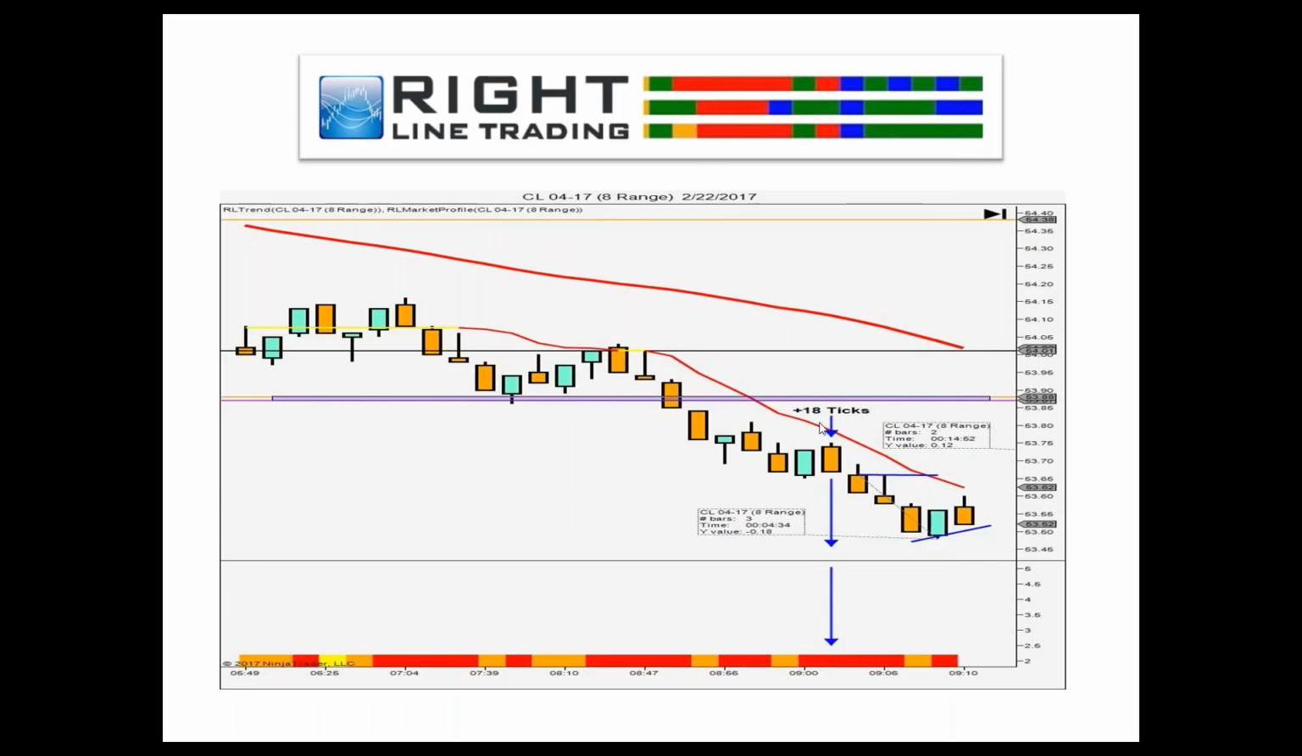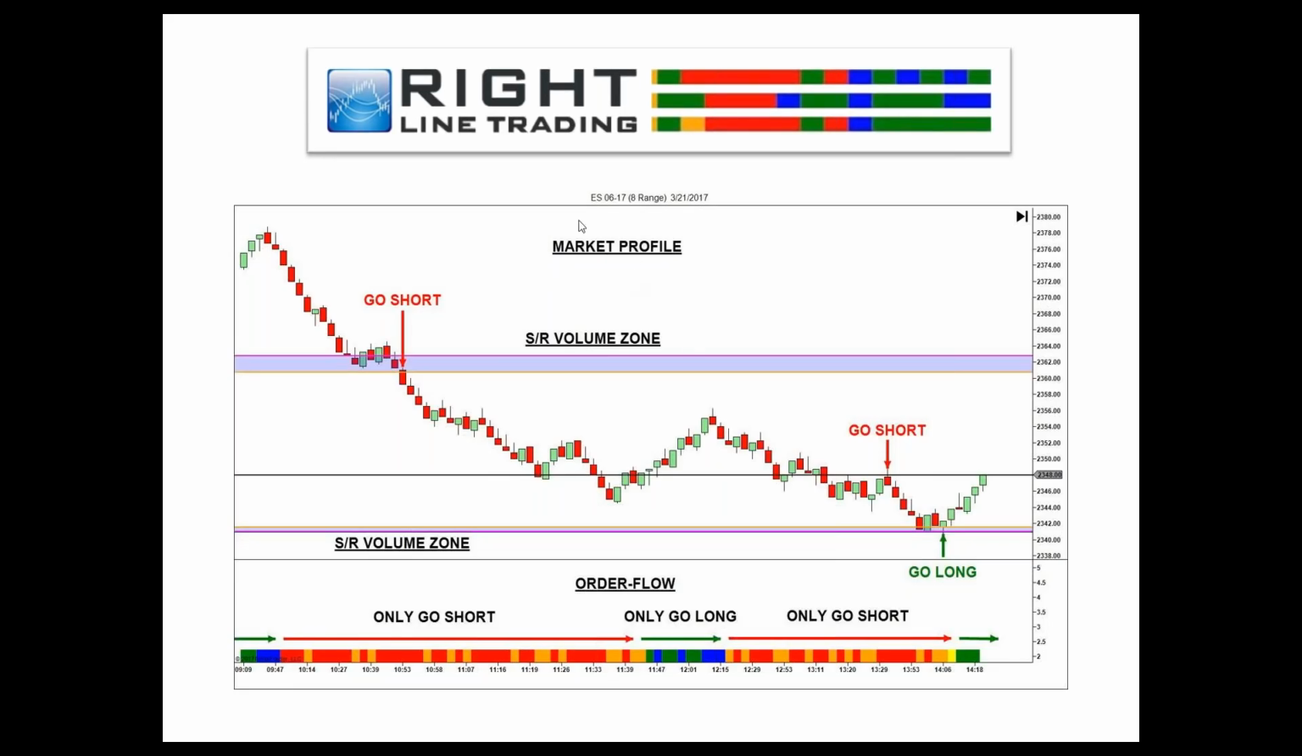Here's another example. This is a trade I took in the live trading room, simply in the direction of order flow for 18 ticks. And here's a little better styled example, again using market profiles, areas of support and resistance. When you break a support here and you finally move through, you can go short because order flow is aligned to the downside, and price is going to fall, predictably fall, to support.